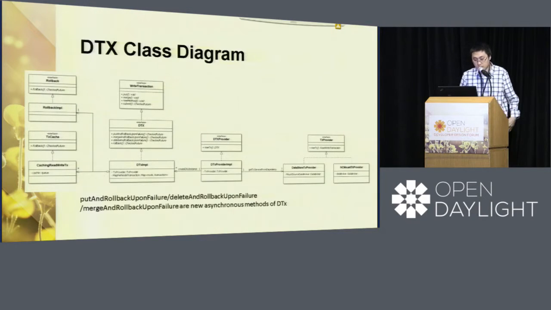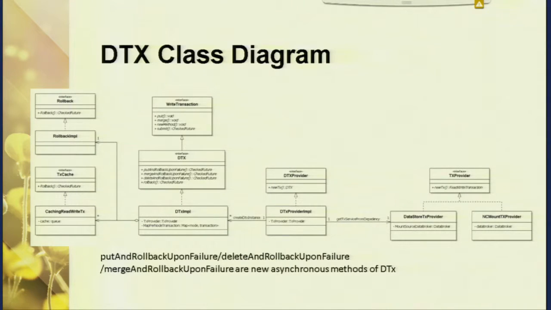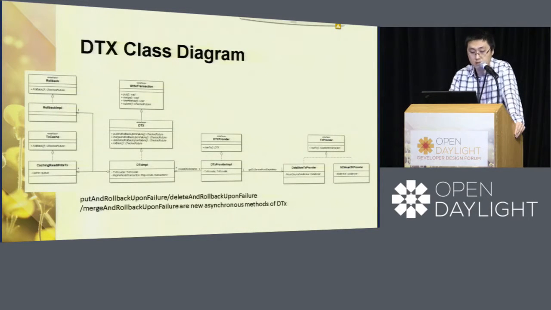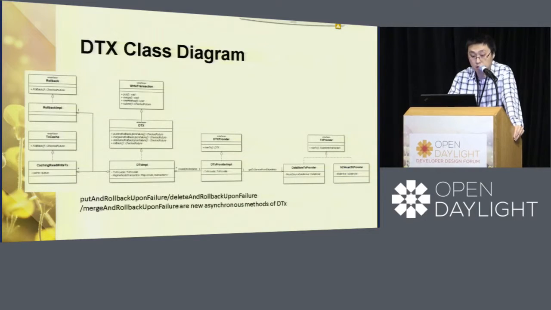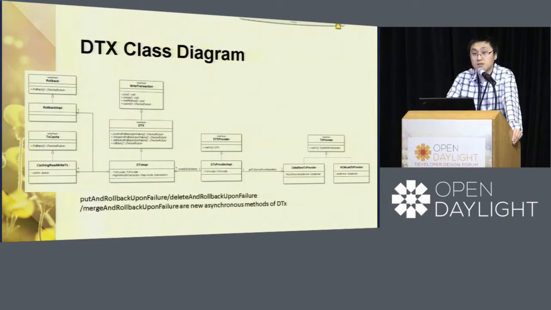This diagram briefly describes the class diagrams in the DTX implementation. In the middle, we can see DTX is an interface. Similar to the read-write, it's a subtype of write transactions. There are four major methods in write transactions. They are put, merge, delete, and submit. We are still using the submit method.